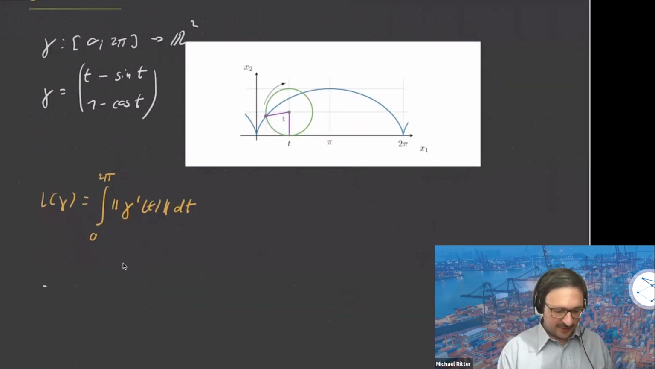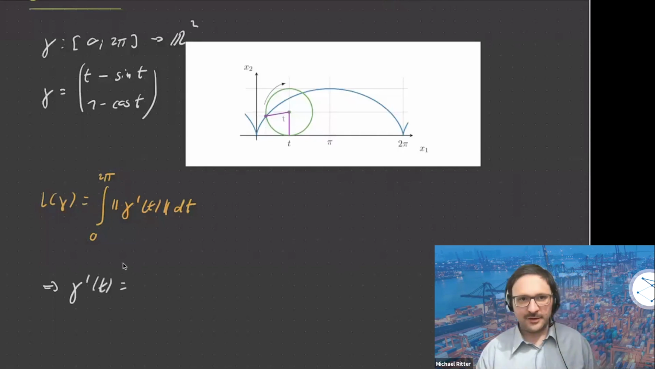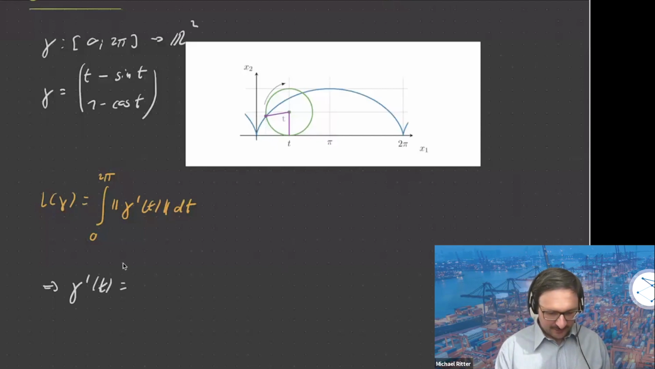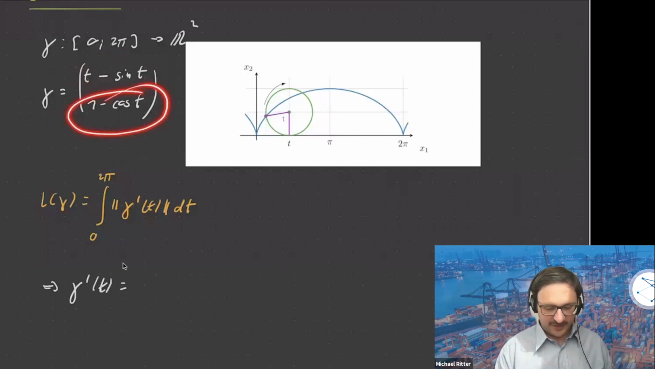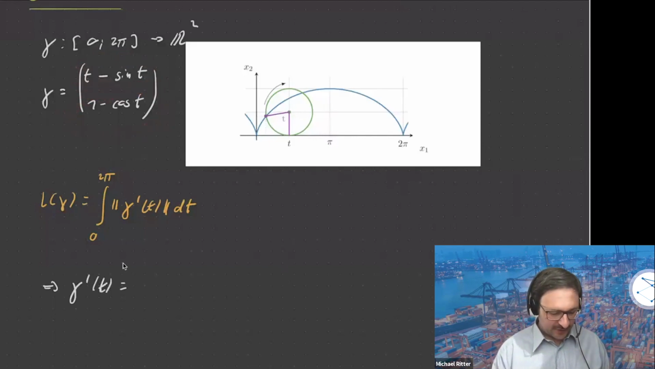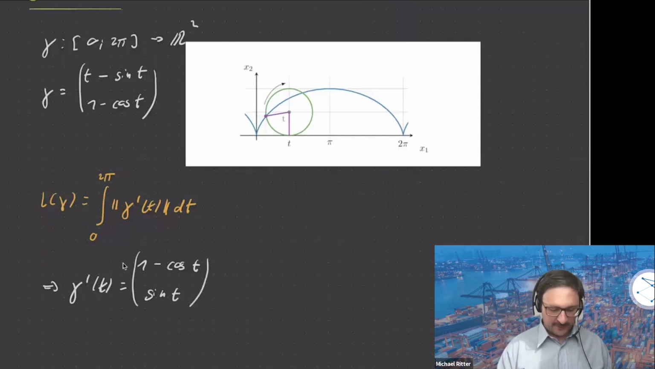So the first thing we need is we need to compute gamma prime, and then the norm of that expression. So gamma prime, let's see, that means we have to take the derivative of that first coordinate and then the derivative of the second coordinate. So for the first we get 1 minus, and the derivative of the sine of t is the cosine of t. And for the second coordinate we get minus sine of t, so it's plus sine of t. Okay, so this is a derivative.